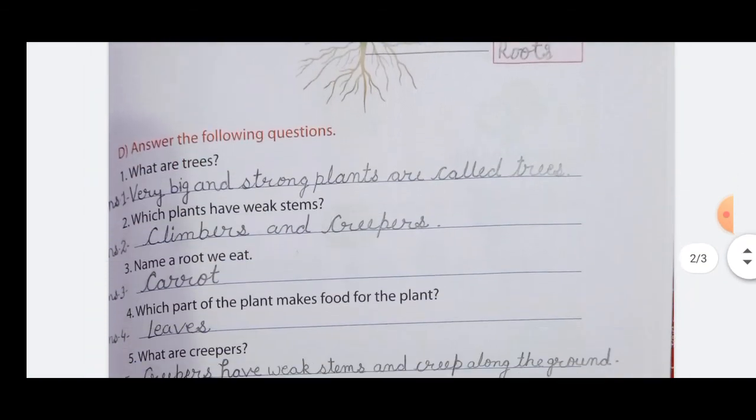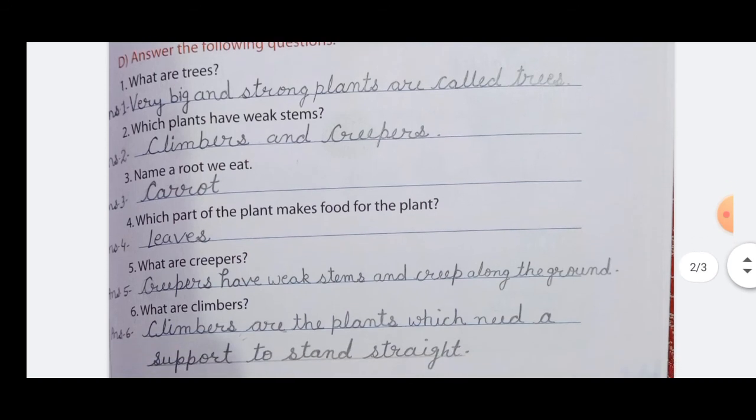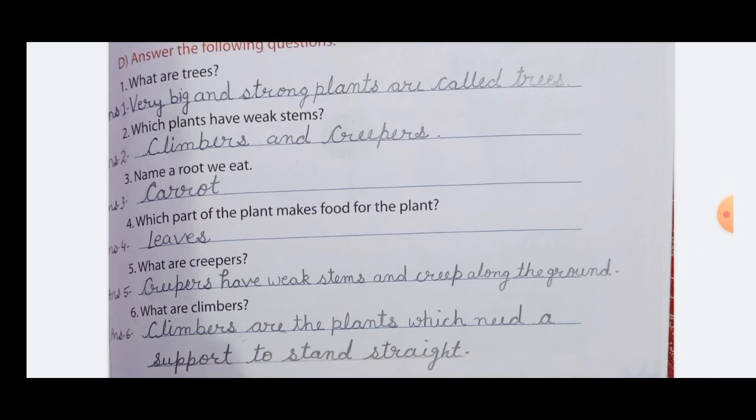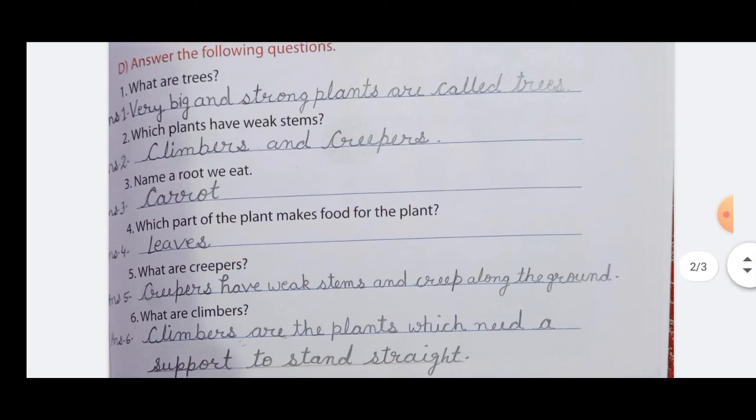Now, exercise D. Answer the following questions. Number 1. What are trees? Answer. Very big and strong plants are called trees.